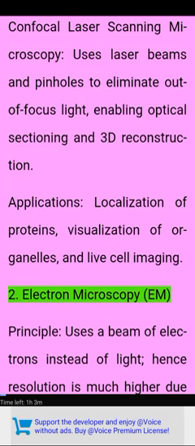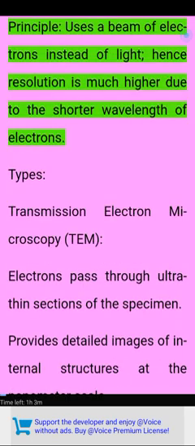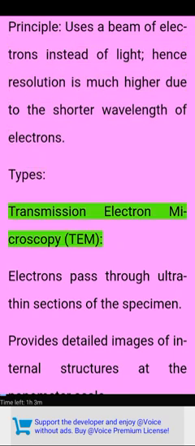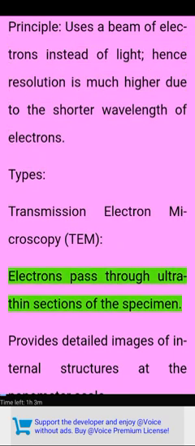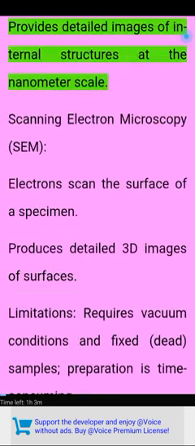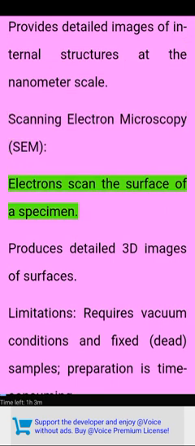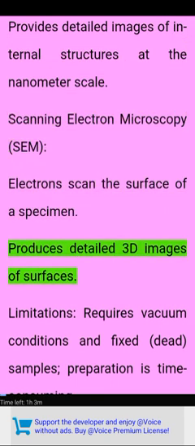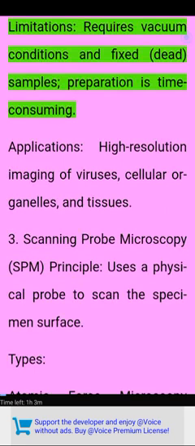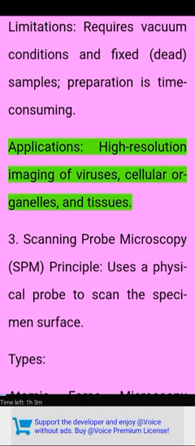2. Electron microscopy (EM). Principle: uses a beam of electrons instead of light, hence resolution is much higher due to the shorter wavelength of electrons. Types: transmission electron microscopy (TEM). Electrons pass through ultra-thin sections of a specimen. Provides detailed images of internal structures at the nanometer scale. Scanning electron microscopy (SEM): electrons scan the surface of a specimen. Produces detailed 3D images of surfaces. Limitations: requires vacuum conditions and fixed dead samples, preparation is time-consuming. Applications: high-resolution imaging of viruses, cellular organelles, and tissues.